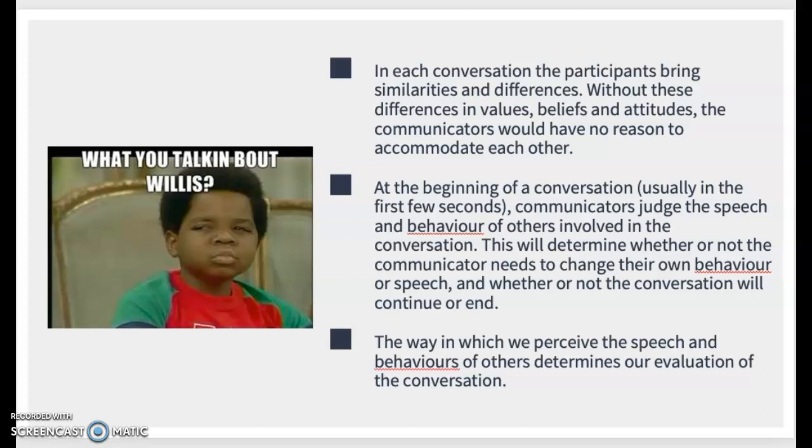At the beginning of a conversation, normally within the first few seconds, communicators will judge the other. They will judge the person's speech, their behaviour, and determine whether or not they need to make accommodations in their own patterns of speech and behaviour, or whether to end the conversation. The way in which we perceive speech and behaviours of others determines our evaluation of the conversation, how effective it was, and whether or not we'll have a conversation with that person again in the future.